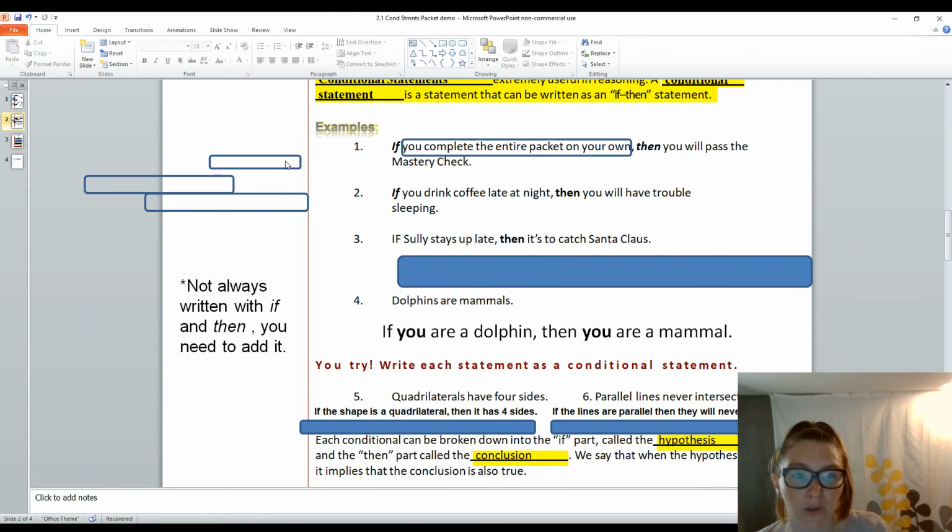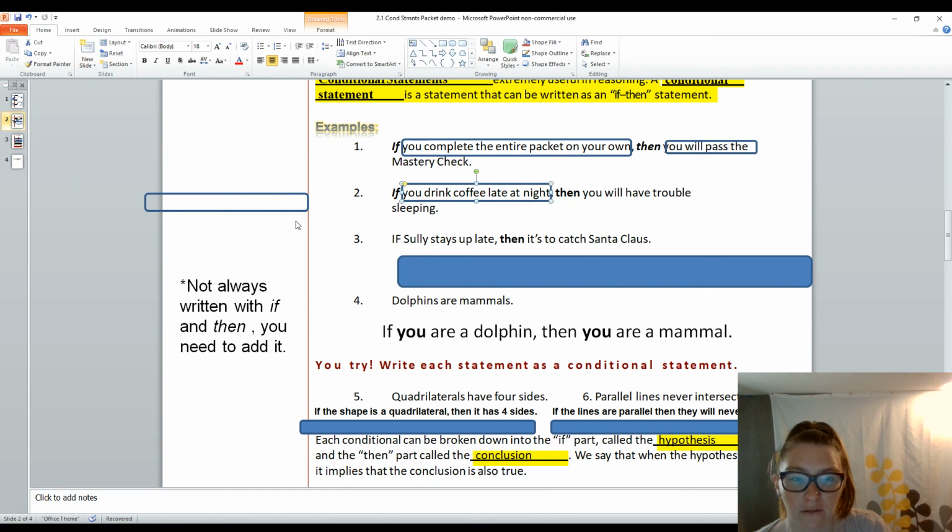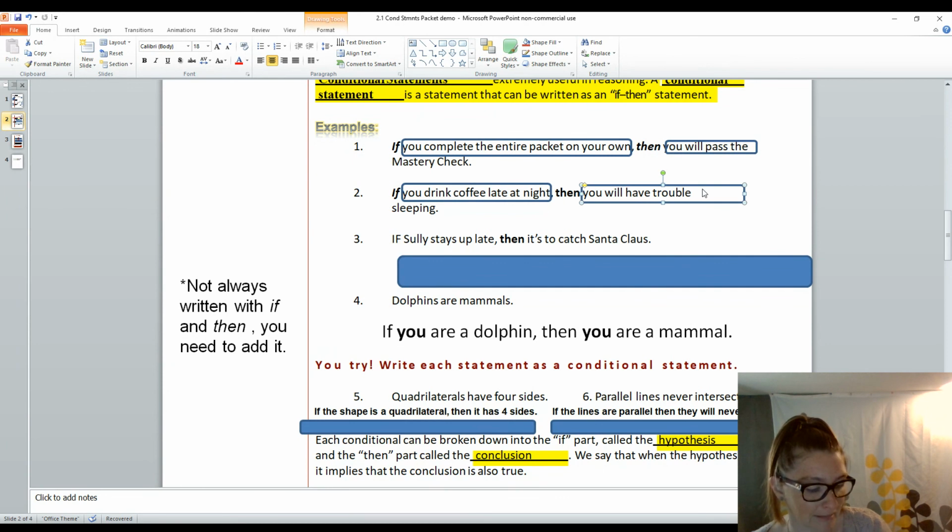And then the second part is you will pass the mastery check. So I did not have the box fill in mastery check, but you should fill that in for the conclusion portion. Number 2, you drink coffee late at night. That is your hypothesis. Your conclusion, you will have trouble sleeping.